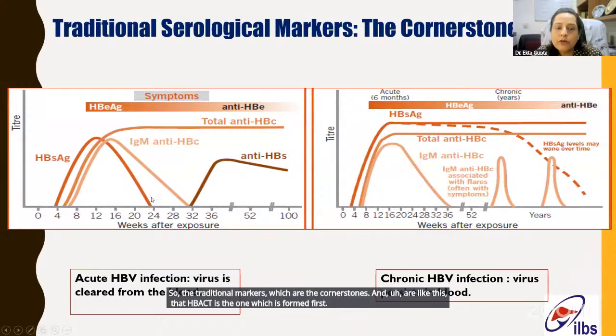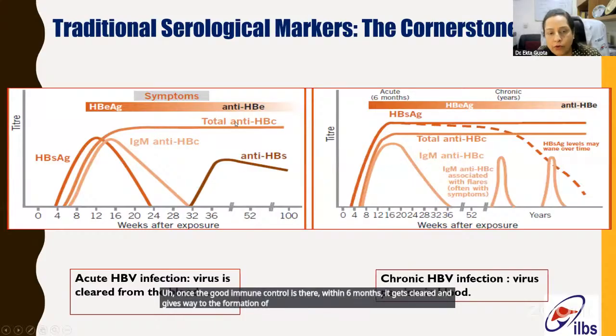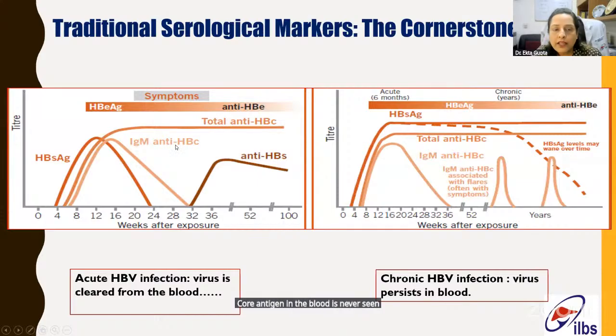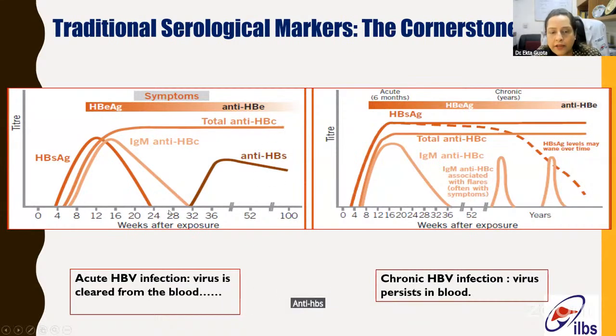Once good immune control is there, within 6 months it gets cleared and gives way to the formation of antibody to core. Core antigen in the blood is never seen; it is only the antibody. First it is IgM and then IgG, and the combination is called HB core total. Anti-HBs is usually formed 8 weeks after the HBsAg disappearance.